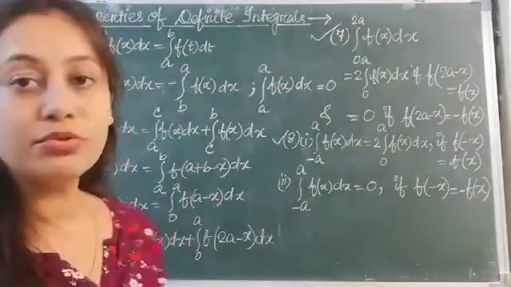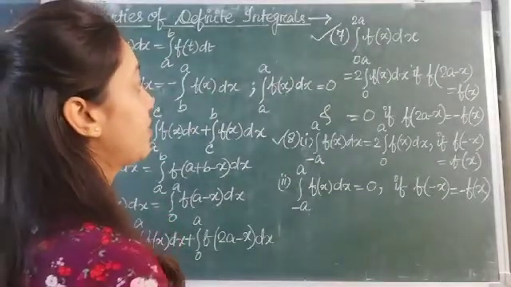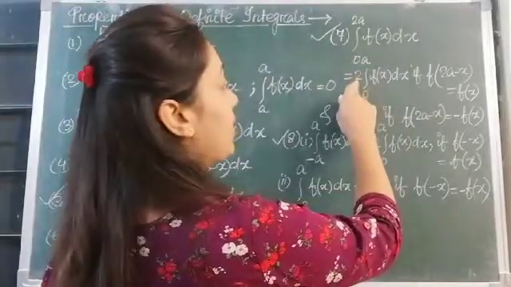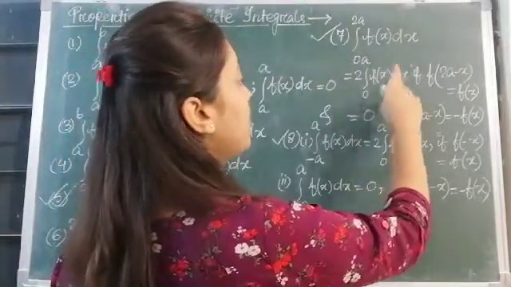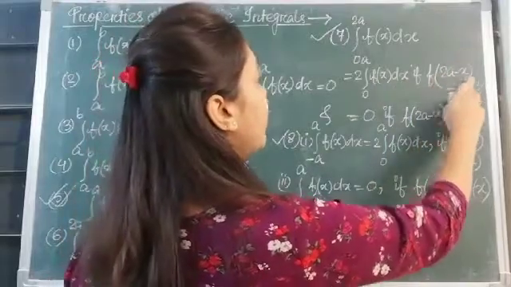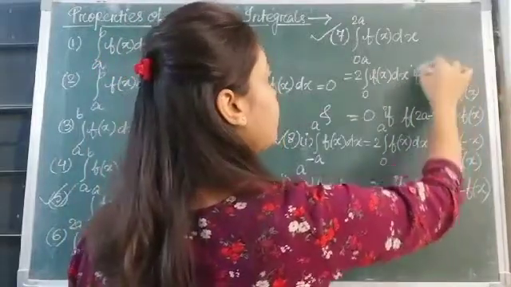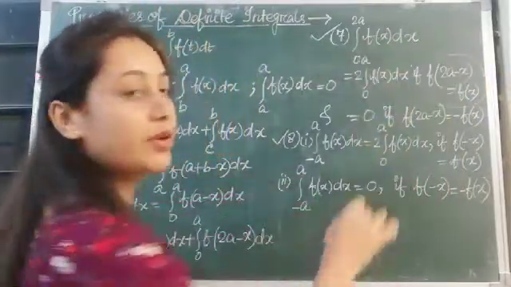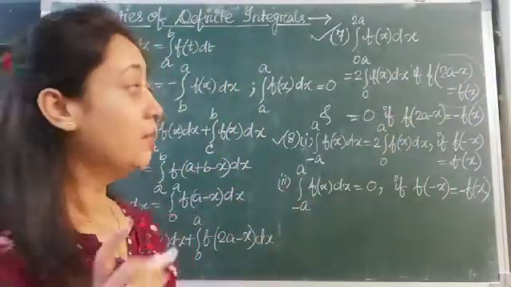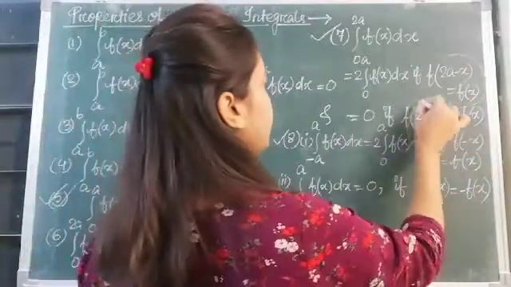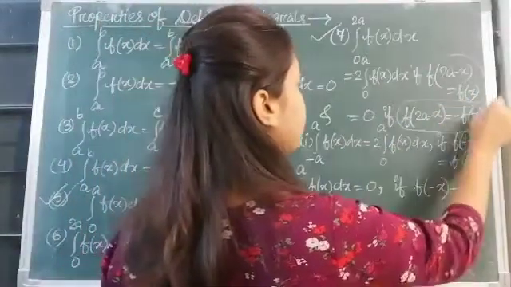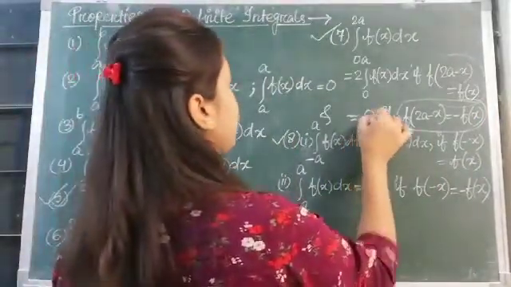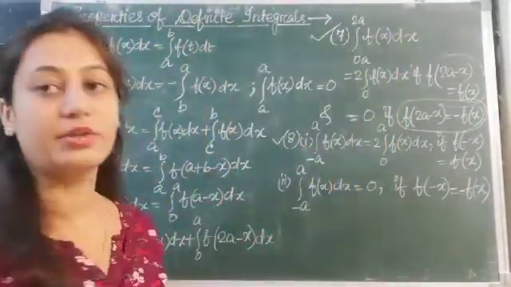Next are numbers 7 and 8, which are also important and will be frequently applied. Number 7 is integration of 0 to 2a f of x dx is equal to 2 times integration of 0 to a f of x dx, provided f of (2a minus x) is equal to f of x. So this condition you have to check. If you get it to be equal, then you write 2 integration of 0 to a f of x dx. But if you get f of (2a minus x) to be equal to minus f of x, then this integral will be equal to 0.